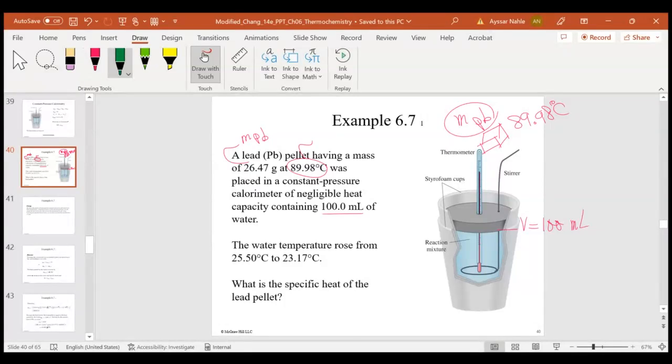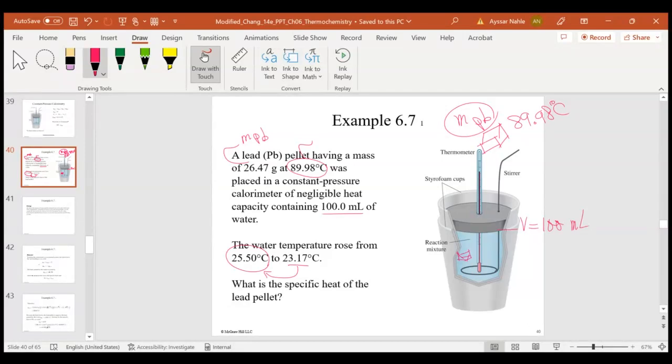Okay, now what happened in there? They say take this one and throw it inside the solution, inside the water. So what will happen? The temperature of the water was the initial temperature of the water. The water temperature rose from whatever to whatever. It went from here to there, yes? All right? So that's the temperature of the water.